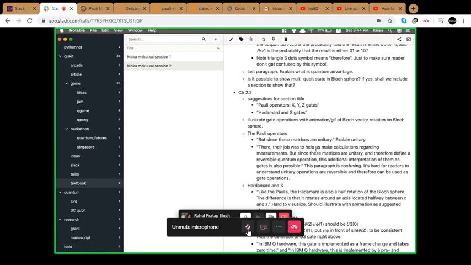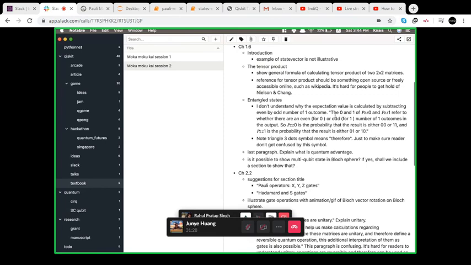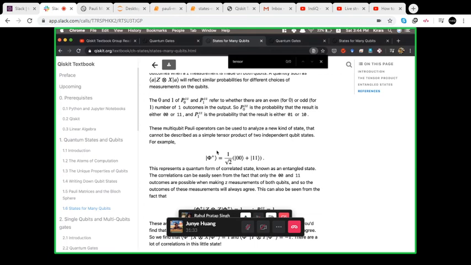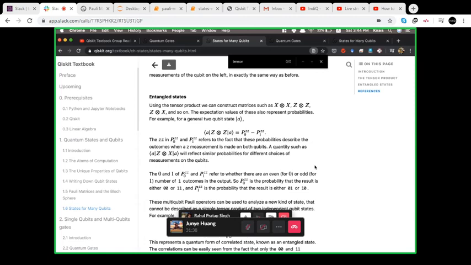Well, concept. Yeah, maybe here. In the entangled state, I don't understand why this is for even and why this is for odd number of one outcome. Why is it defined in this way? Okay. And for entangled state, I haven't read it before. Let me see once.